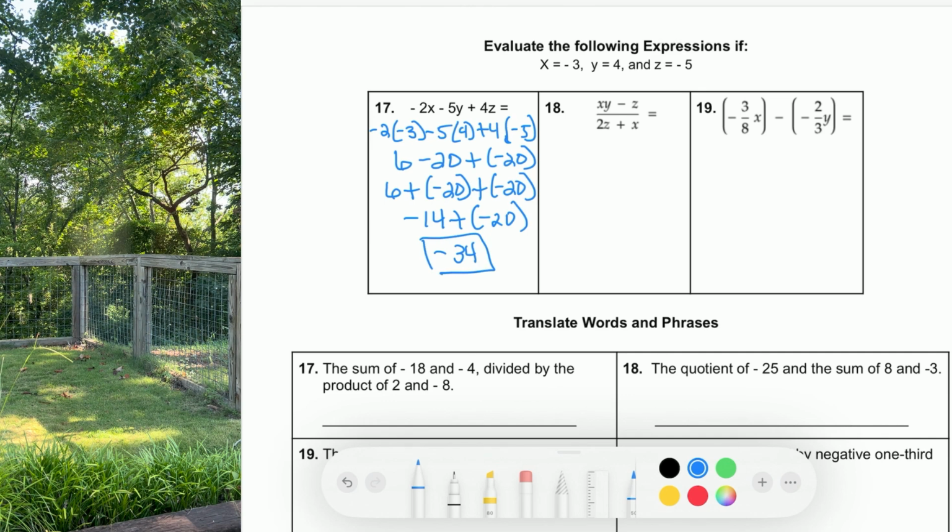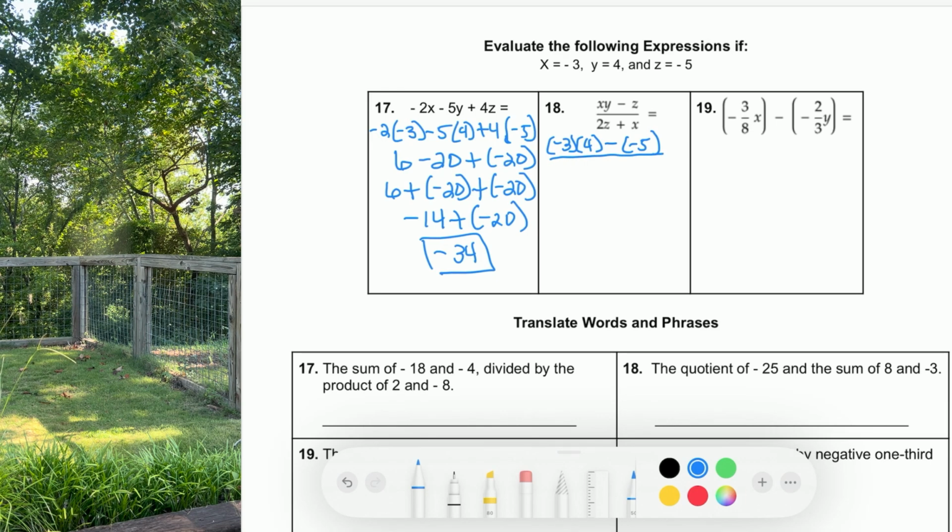Number 18. We're going to plug in our values. Make sure we use parentheses. So our x value is -3. The y value is 4. The z value is -5. Make sure you plug it in this way. Don't forget that that subtraction sign was part of the original problem. So you must have that, and then our value of z is a -5. So you have to have both of those.